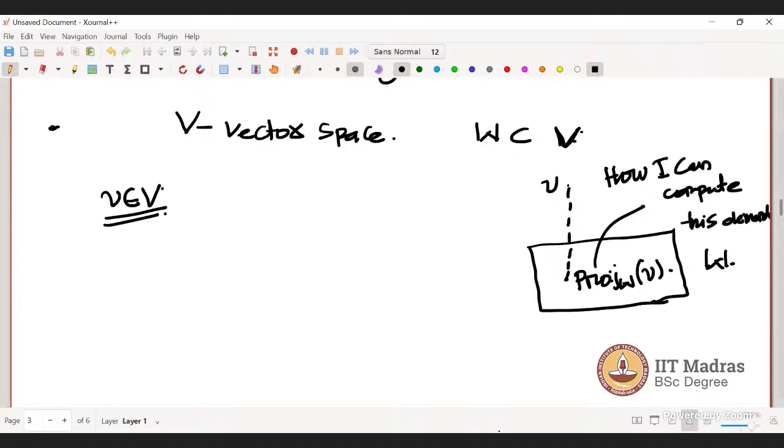This is what we are basically doing probably in lecture 2 or 3. So the first thing is you need to find an orthonormal basis of W.